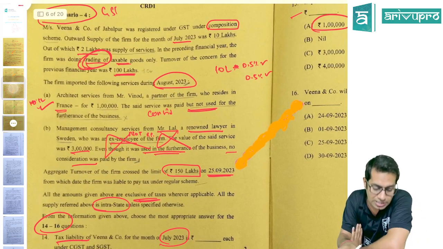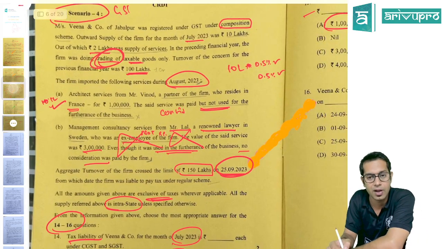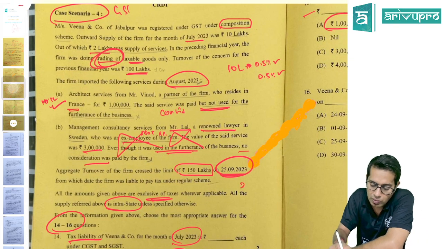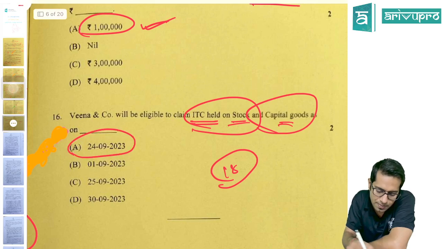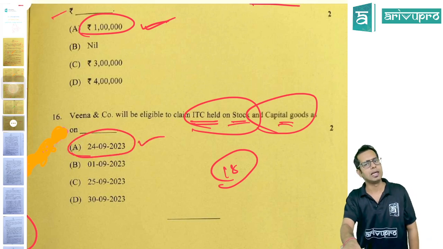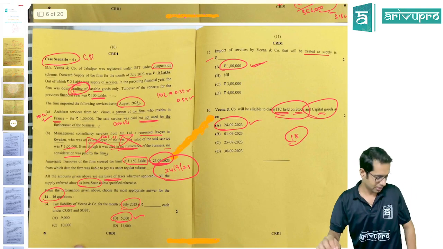So when did the change happen? When did he convert himself, sir? 25th of September. So on 24th of September 23, whatever inputs and capital goods he has, he can take input tax credit on that. The first option is the right option. Fantastic.